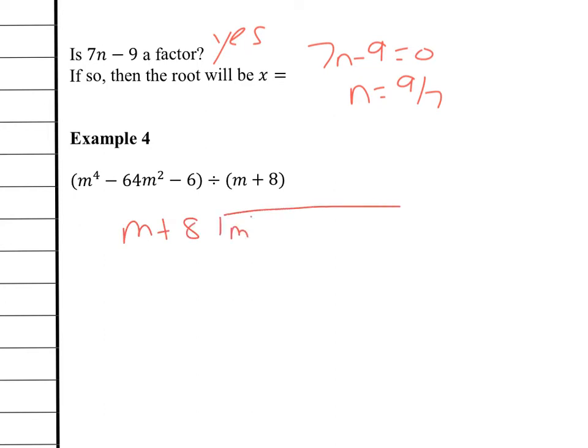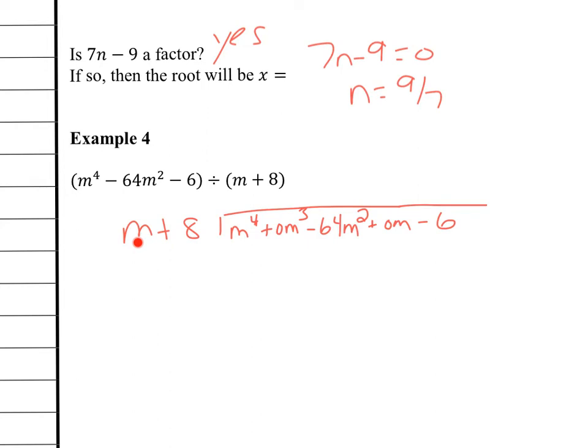So I'm going to write m to the fourth, and then I'm going to have a plus 0m cubed. And that's going to act as a placeholder. And then I'm going to have a plus 0m, and then minus 6. Got to extend this line here. Alright, so now that we have our placeholders in place, we can go ahead and do the long division. It doesn't change the problem any, it just makes it a little bit easier for us to see kind of what's going on. So here we go.